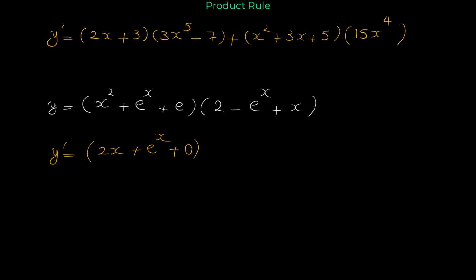Then we have to multiply the derivative of the first bracket by the second bracket. So we have to multiply this by 2 minus e to the x plus x.